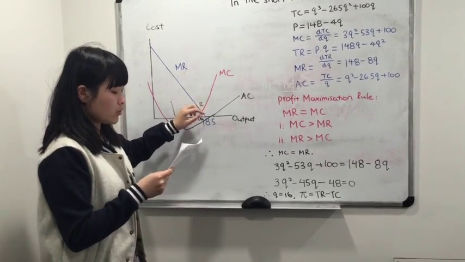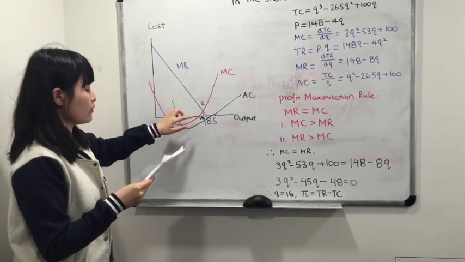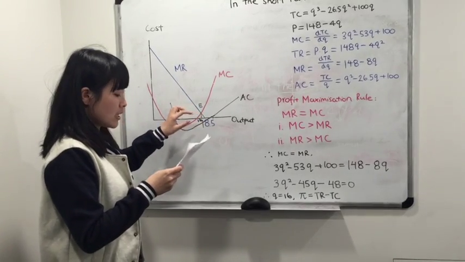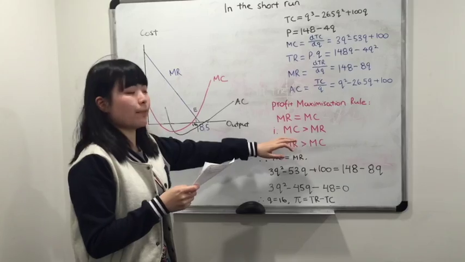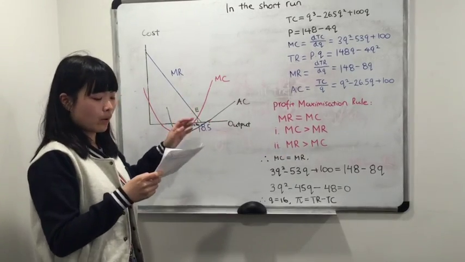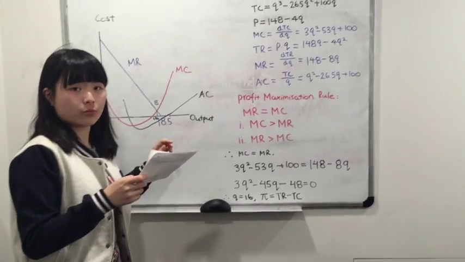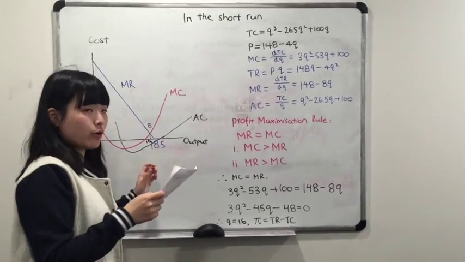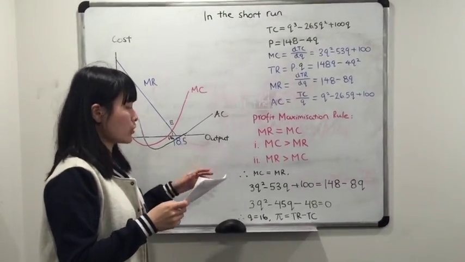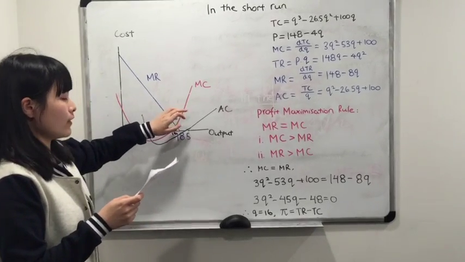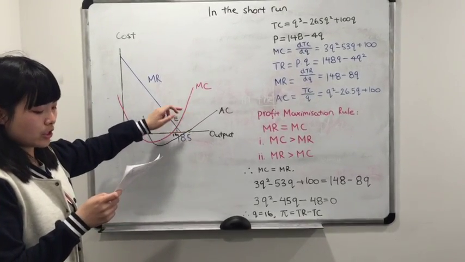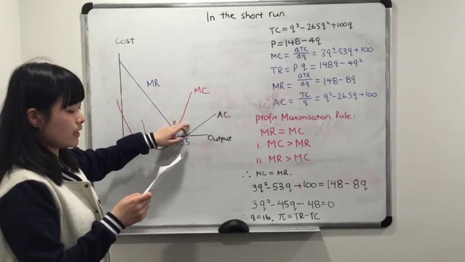The total revenue will increase by the value of marginal revenue, but because the marginal cost is greater than marginal revenue, the cost will go up by more, so the profit will decrease by the marginal cost minus marginal revenue, which means we will have the marginal loss. So we should decrease the quantity of the product to increase the profit.